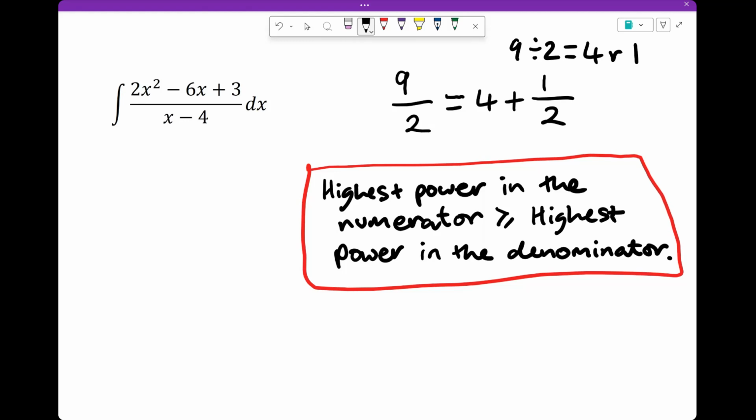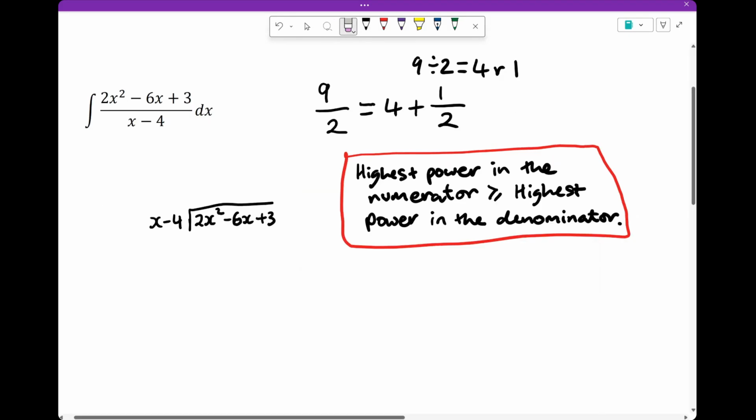So let's do something similar for my algebraic improper fraction. We're going to have to do algebraic division to figure out our quotient and our remainder. So I'm going to set up my division, and I'm going to put the 2x squared subtract 6x plus 3 under here, because that's my numerator, which is going to be divided by my denominator, which is the x subtract 4, which I'm going to write out here. Then to carry out my algebraic division, what I'm going to do is take the 2x squared, and we're going to divide by x.